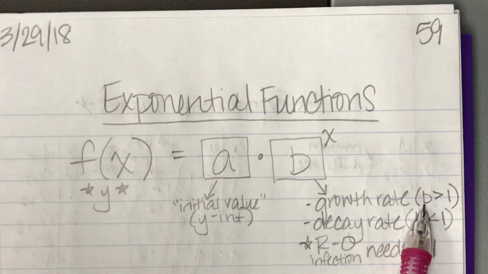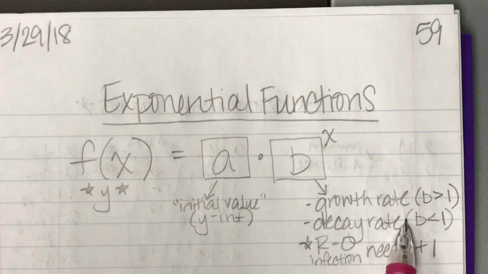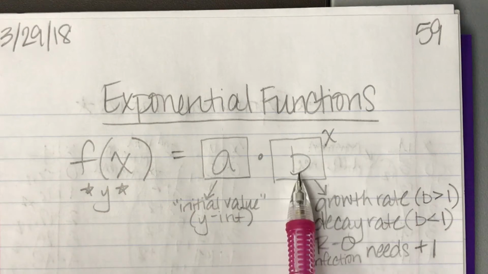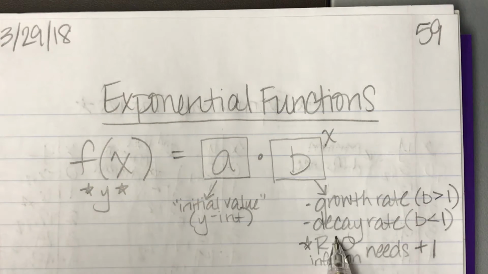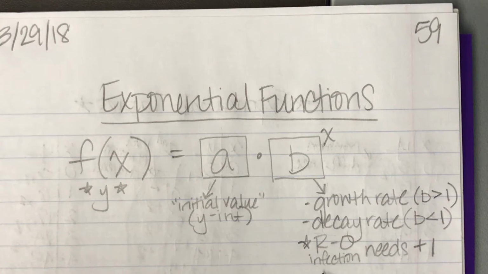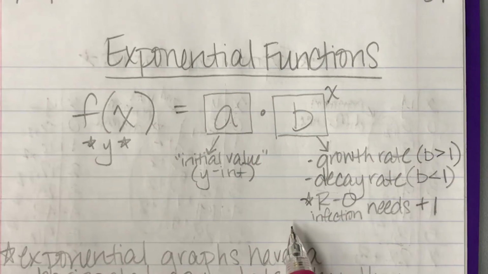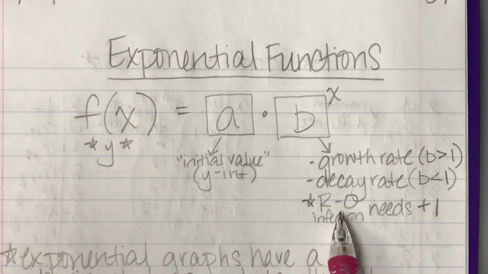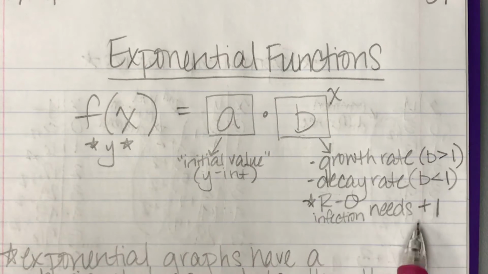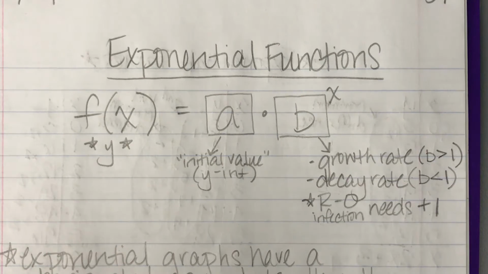We discovered that if that back number that's being raised is greater than 1, you're talking about a situation that is growing. If that number is less than 1, if you're multiplying by a half every time or by 1/4 every time, it's actually decaying. It's getting smaller and smaller. And then you do have this weird situation when you're talking about infections and R naught situations, where the R naught is not directly in the formula. You have to add one to it, and I'll explain that when I go over some examples.